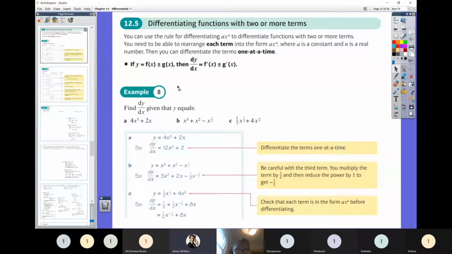Cool. So looking at this slide, literally all that gobbledygook at the top is telling you is that you just differentiate each term in turn.